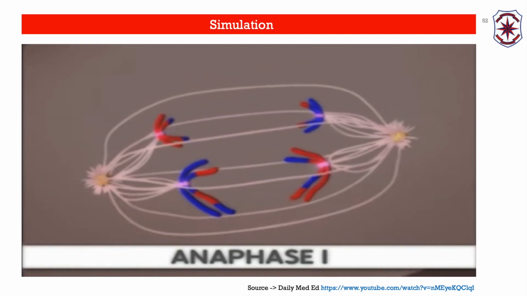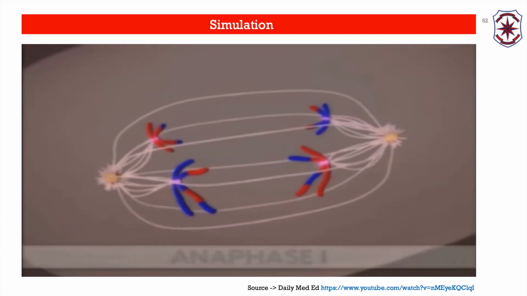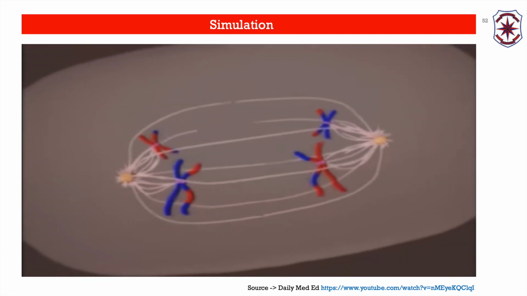So we're going to end up with a situation where each pole of the cell is going to contain half the number of chromosomes. Let us check. This pole of the cell will contain 2 chromosomes. That pole of the cell will contain 2 chromosomes. If this was a human cell, we would have 23 chromosomes on the left pole and 23 chromosomes on the right pole. So when we have half the number of chromosomes in each pole of the cell, that signals the beginning of telophase 1.